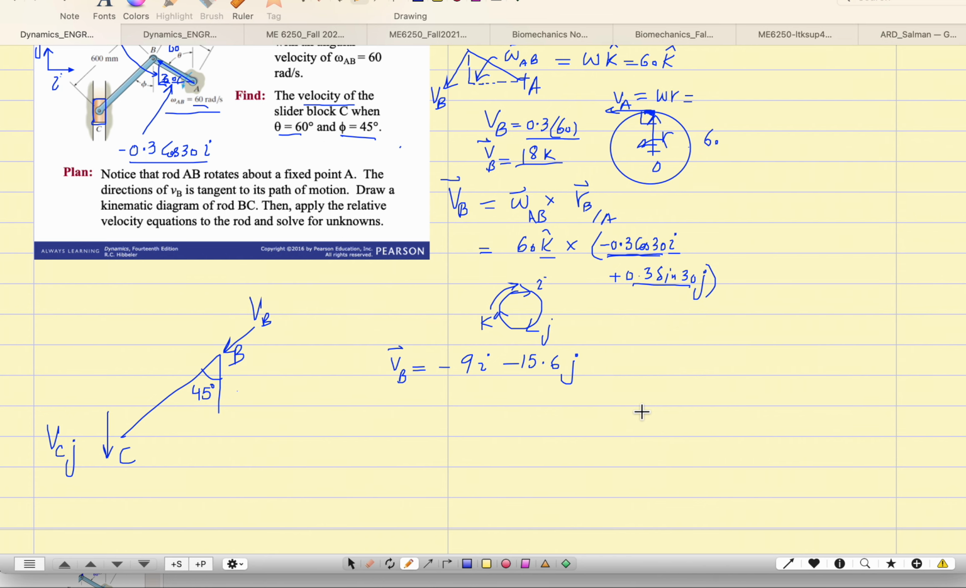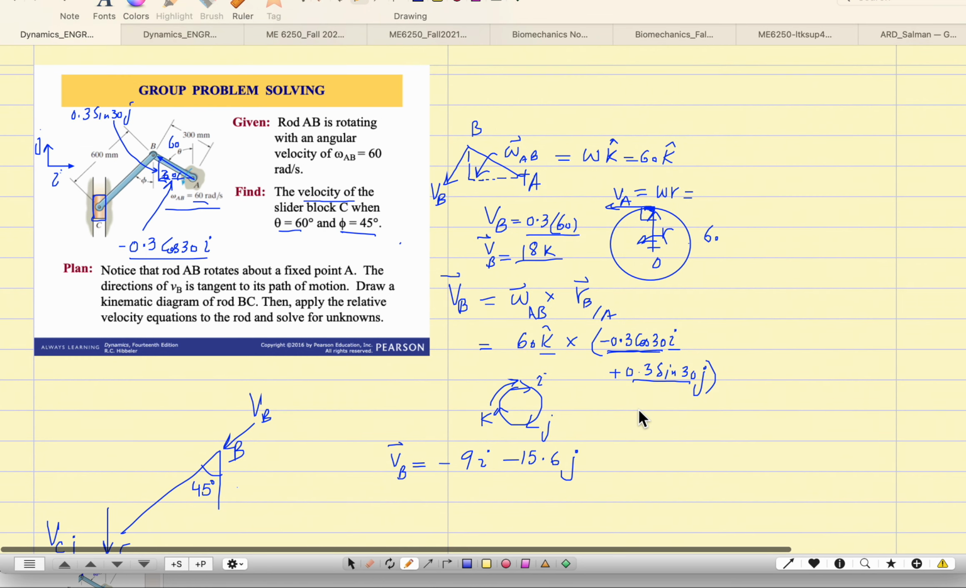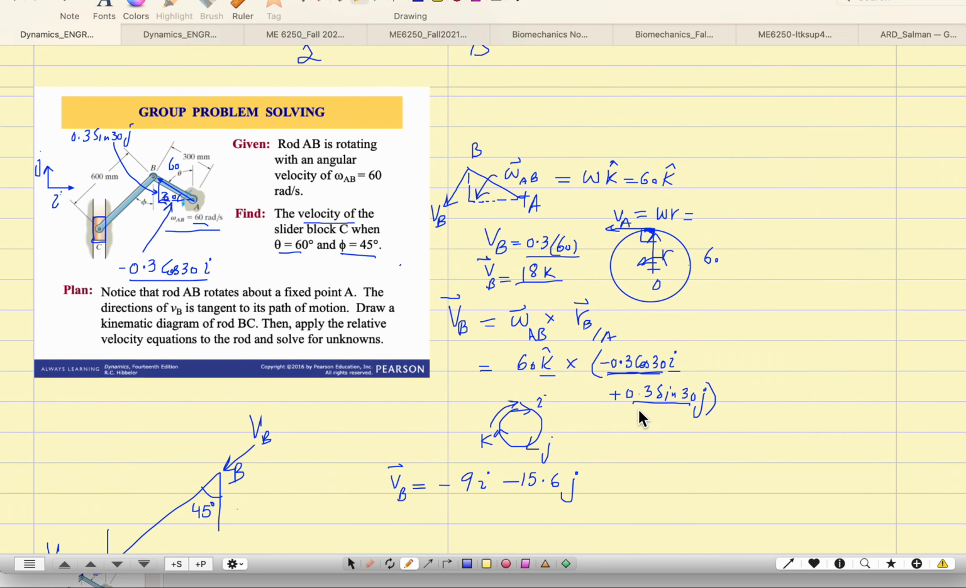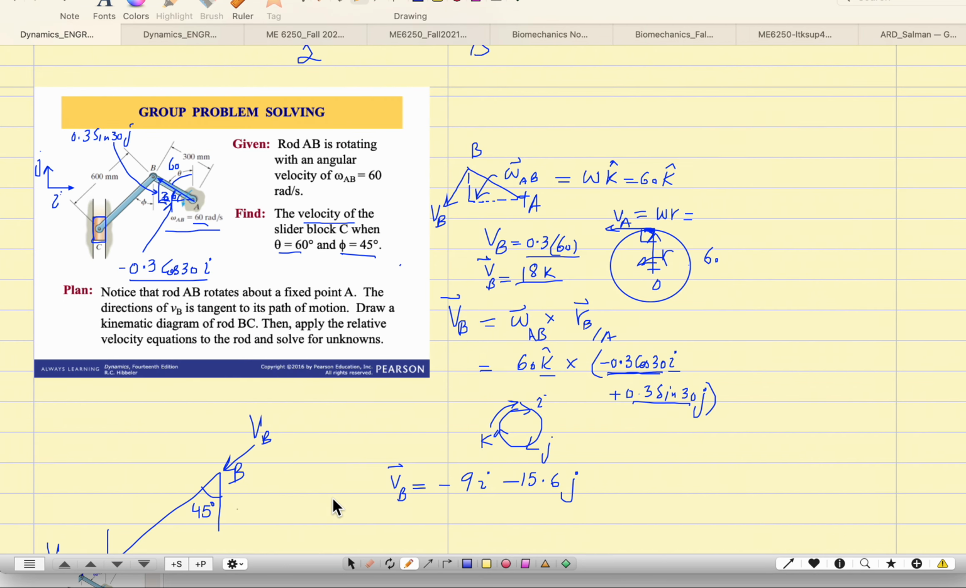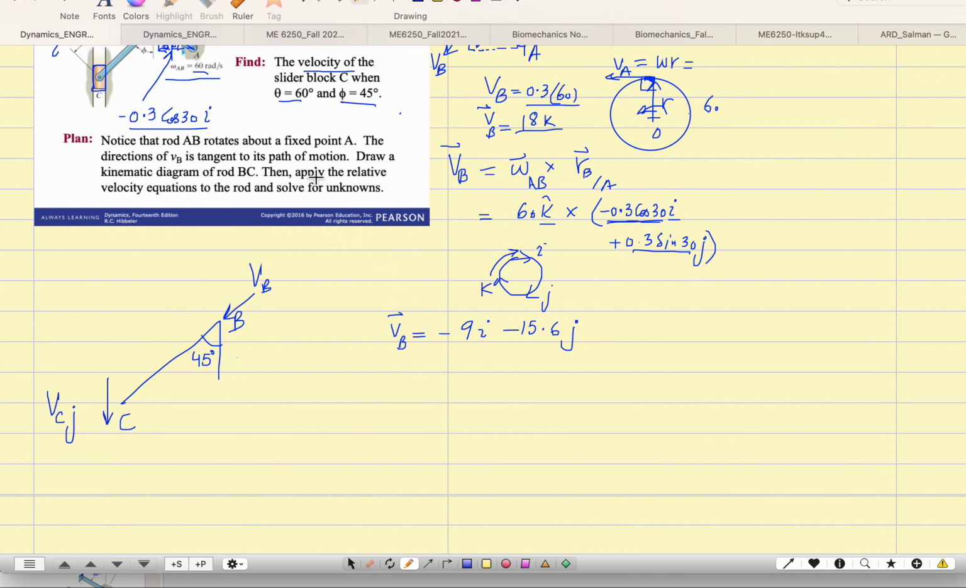You have? Yes, 30. Because if you take this as 60, this is 30 automatically. This is a perpendicular. Okay, so I'm using 30. Okay, let's do the equation.